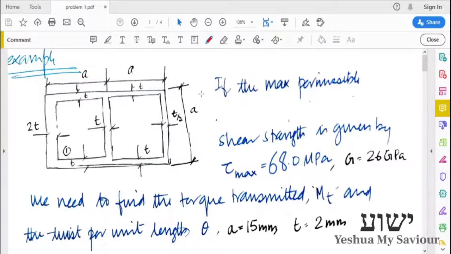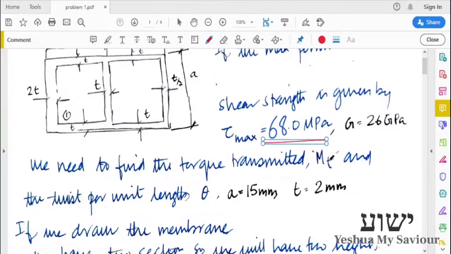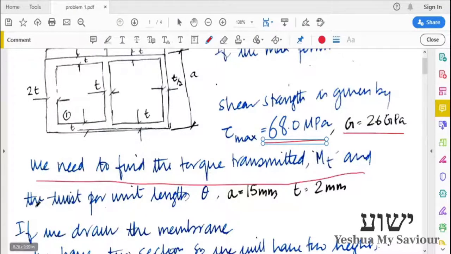So in this figure, we are given that the maximum permissible shear stress is 68 megapascals, and the modulus of rigidity is 26 megapascals. We need to find the torque transmitted, MT, and the angle of twist per unit length, theta. Okay, so this is the figure.